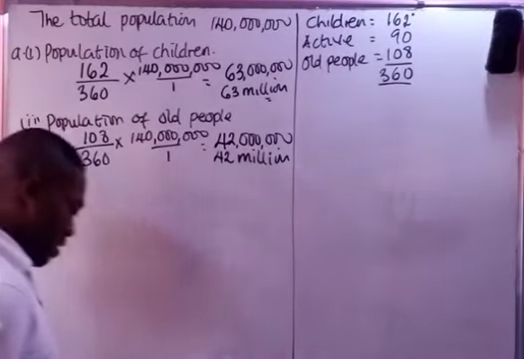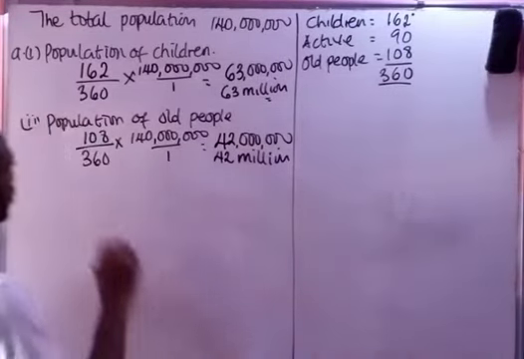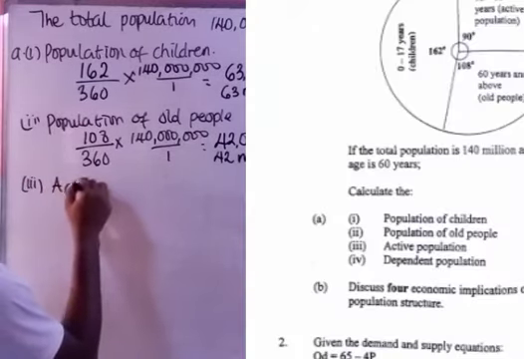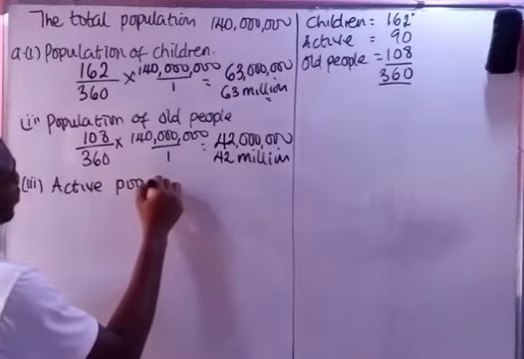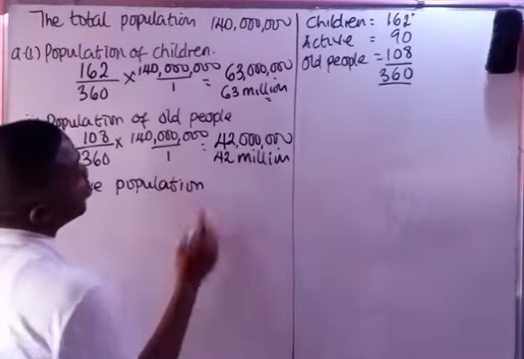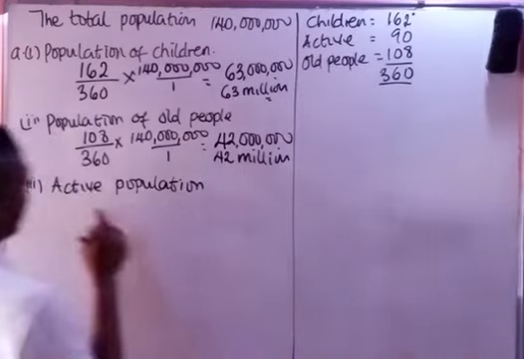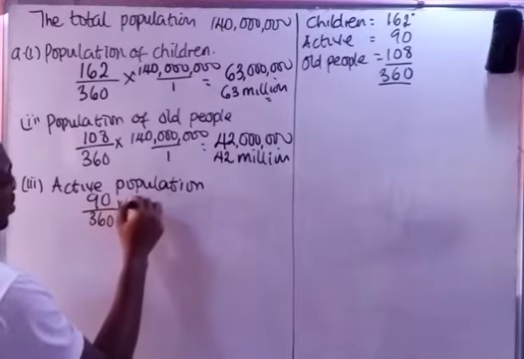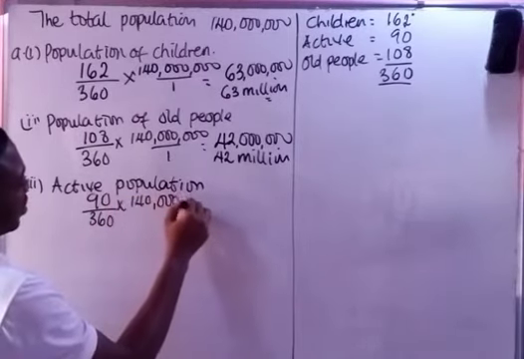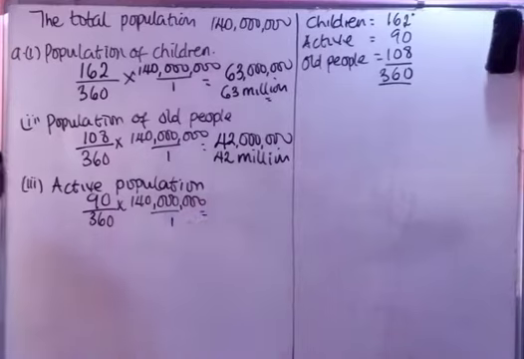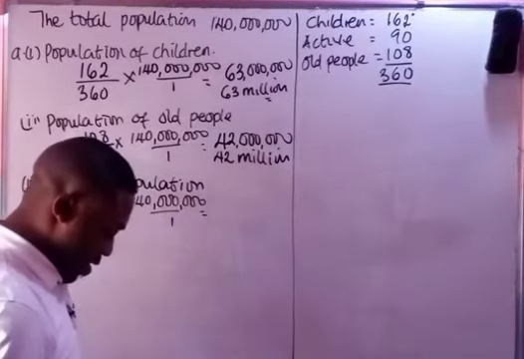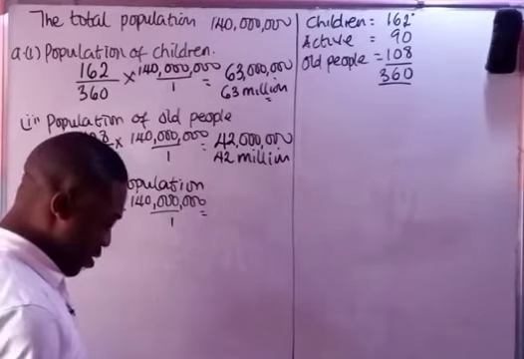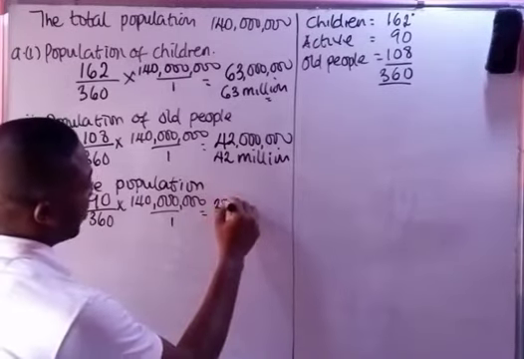The third one, they said we should calculate the active population. This is the active population: 90 divided by 360 times 140 million over 1. So we'll have 90 divided by 360 times 140 million. That is 35 million.